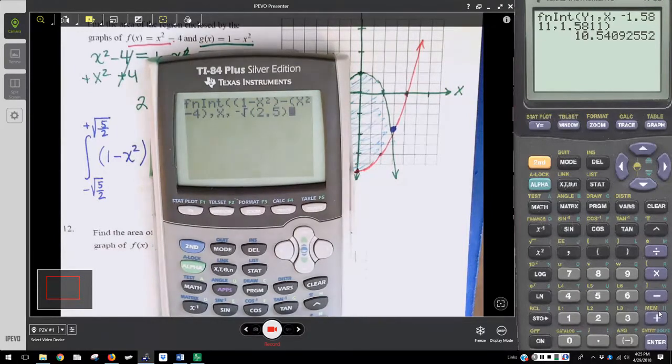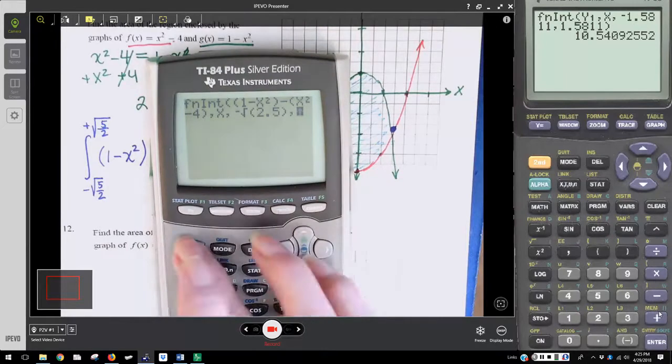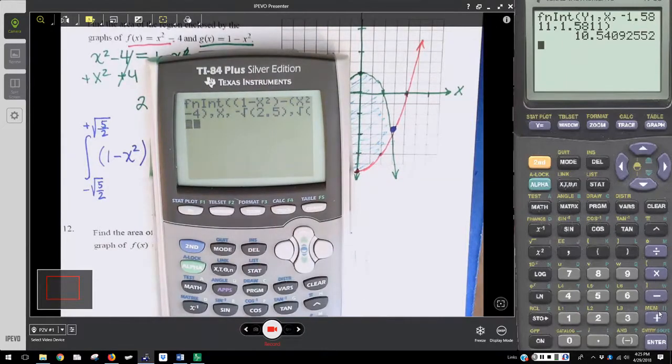to positive square root 2.5, and what did I do? I made it mad.